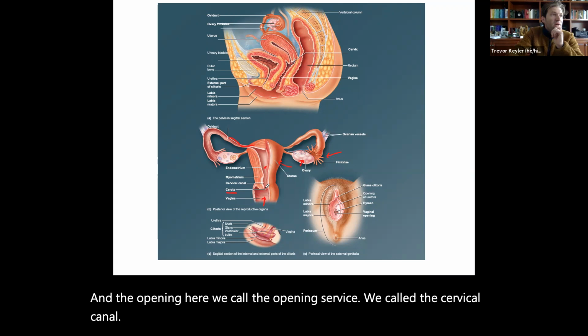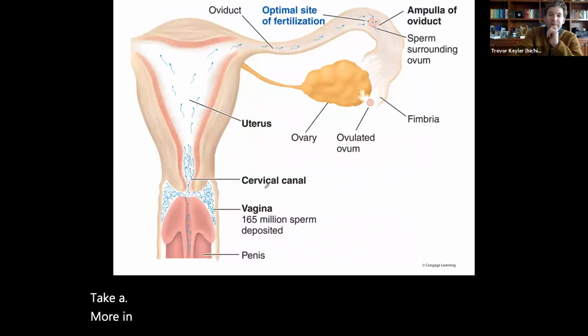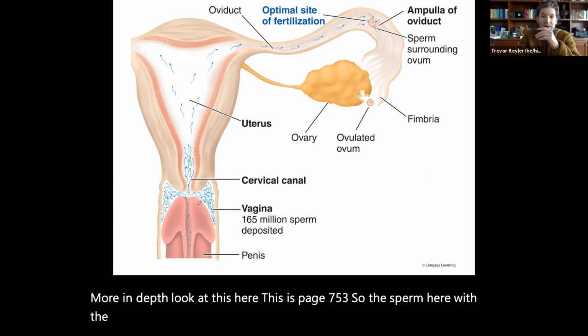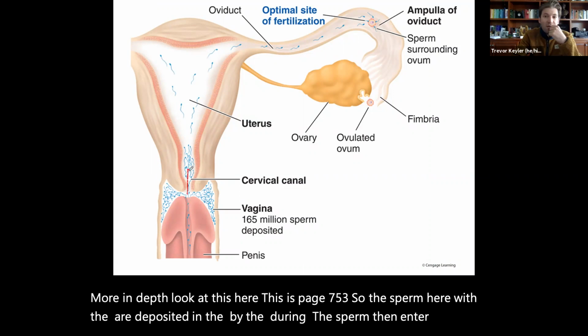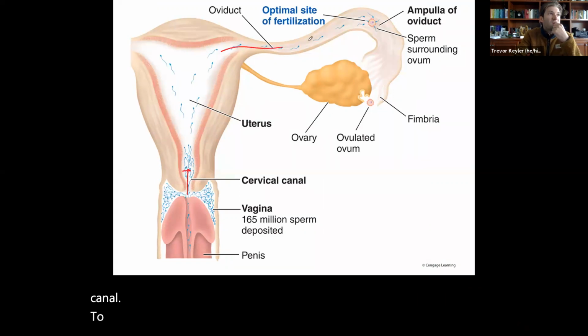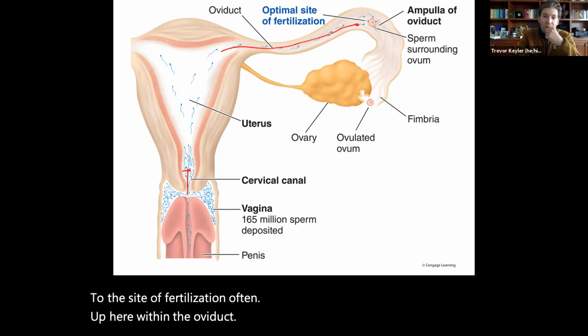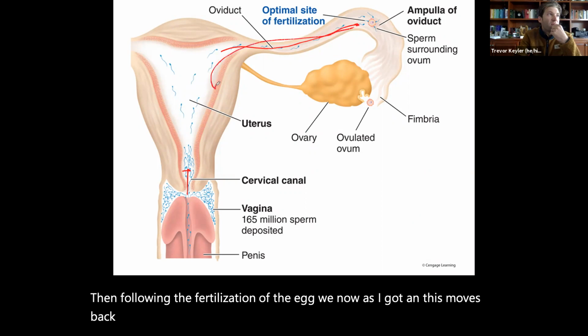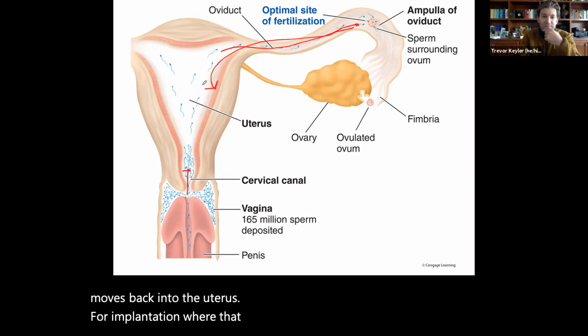We'll take a more in-depth look at this here. This is page 753. So the sperm here, we have the penis, are deposited in the vagina by the penis during intercourse. The sperm then enter this cervical canal to the site of fertilization, often up here within the oviduct. Okay. Then following the fertilization of the egg, we now have a zygote, and this moves back into the uterus for implantation, where that fetus will develop.